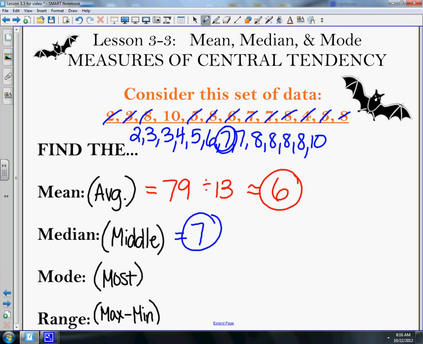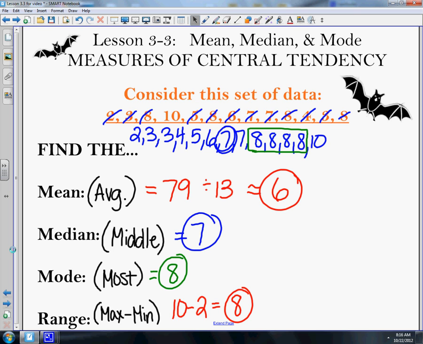The mode is what occurs the most, which is 8 because there's 4 of them. And then the range is the max minus the min. So the maximum number, which is 10, minus the minimum number, which is 2, and that is 8.